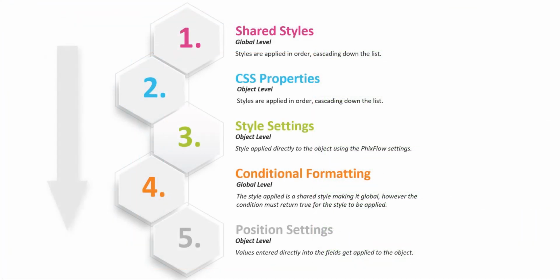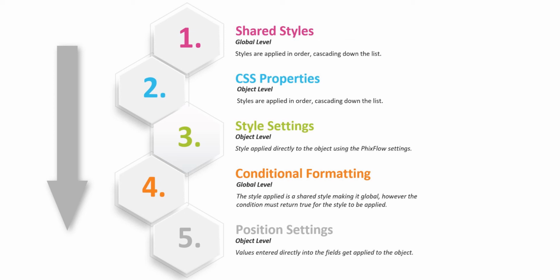The first styles that get applied are the shared styles. These styles are at the global level and are applied in order, and the styles cascade down, with each style adding to the previous one. If there are any conflicts, the style that's the lowest down the list is the one that will take precedence. Next we have the CSS properties. These are object level styles and are applied in order in the same way that the shared styles are, so they cascade down their list.